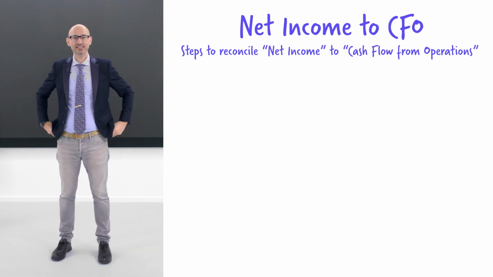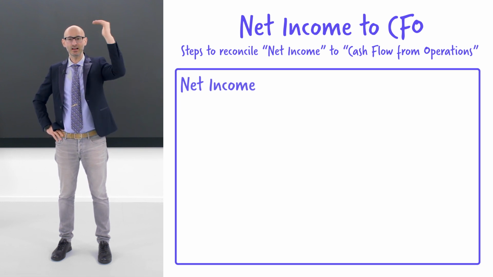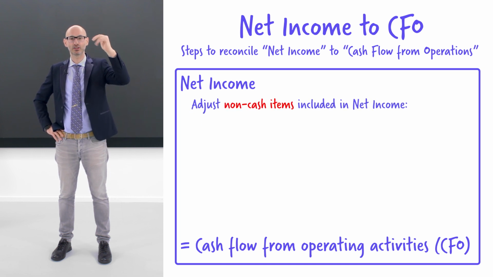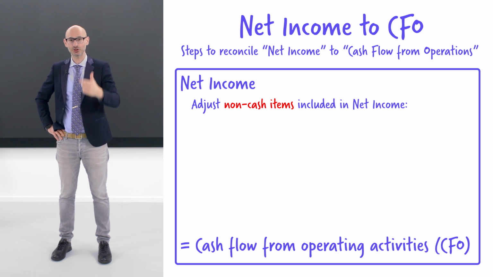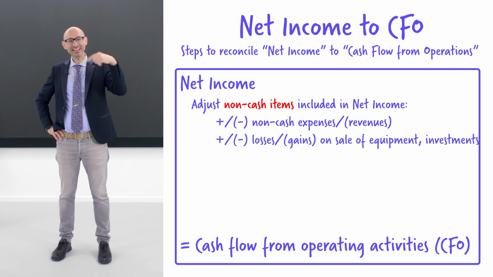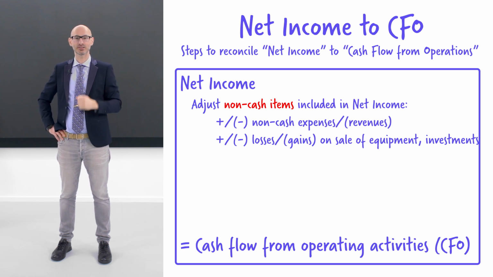So far, we have been practicing in creating cash flow statement. Essentially, you start from net income and you do a bunch of adjustments. You first adjust non-cash items included in net income. These are as such: add non-cash expenses, subtract non-cash revenues. Add losses on sale of equipment and investments, subtract gains on the sale of equipment and investments.